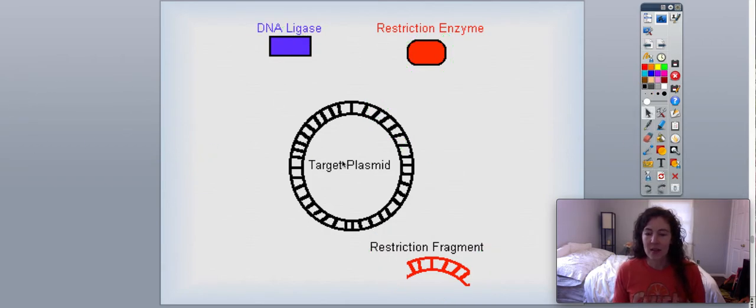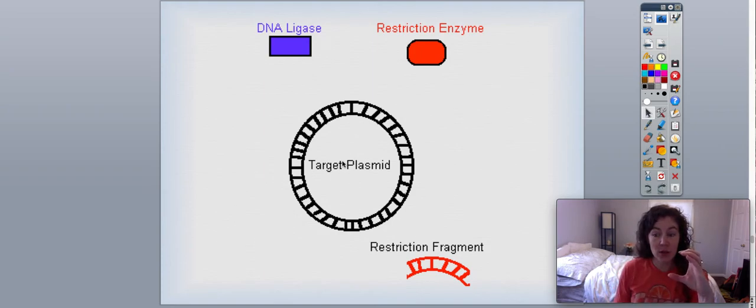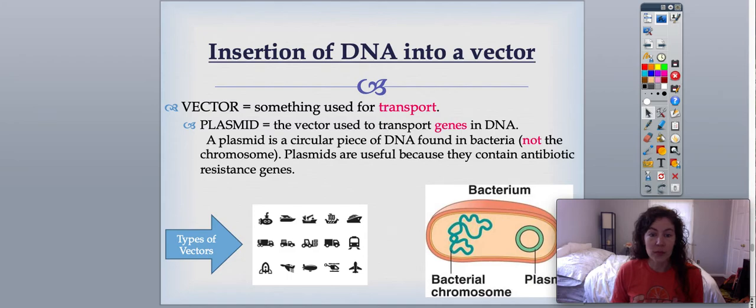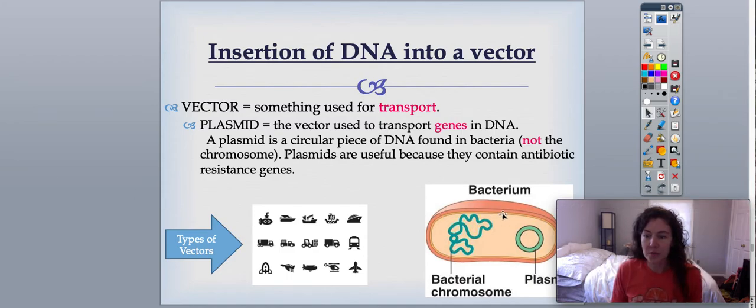So again, a plasmid, which we're going to define in a moment, you can use an enzyme to cut it. If you cut it, you take a chunk out of it. You can use that exact same chunk, cut with the same enzyme from another organism, stick it in there, and DNA ligase is going to be the glue to join it together. So now let's define both of those.